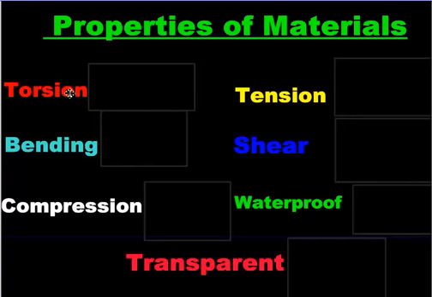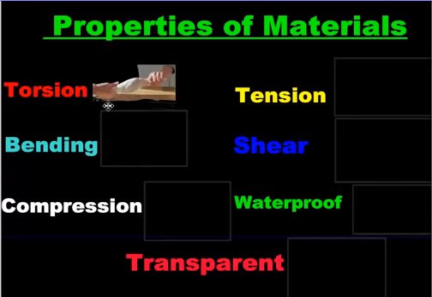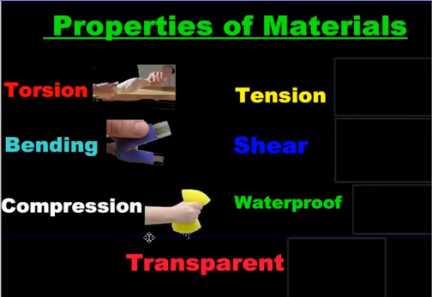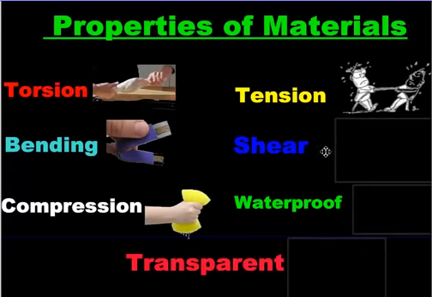We need to know what torsion is. That's when you take something and you twist it. Bending, of course, is when you bend something. Compression is when you take it and you squish it. If you could do that, it's got compression. Tension is when you pull on something and it stretches.